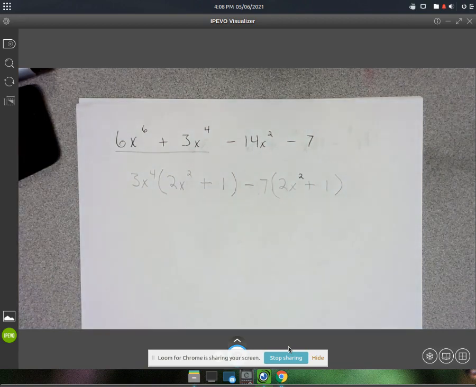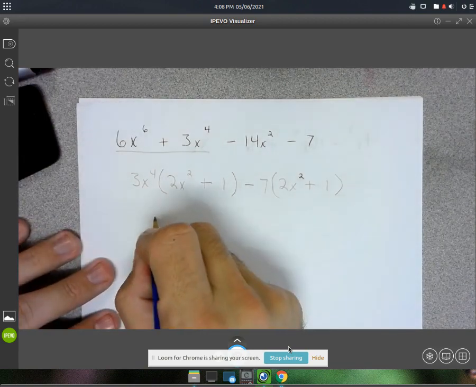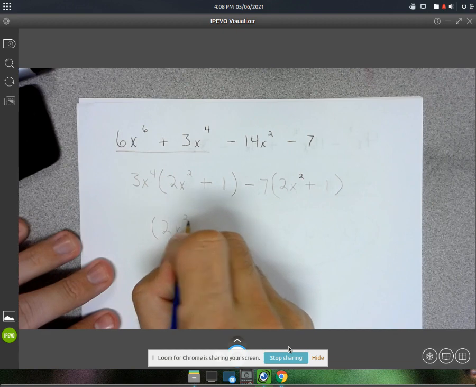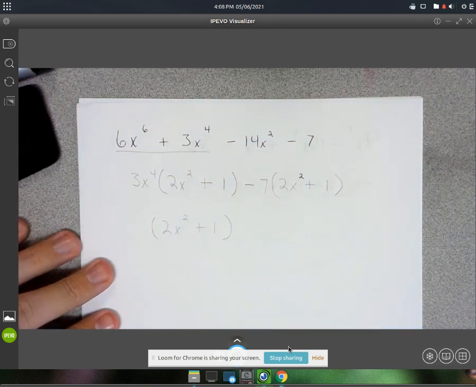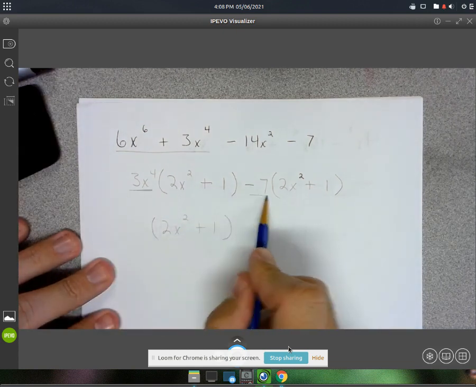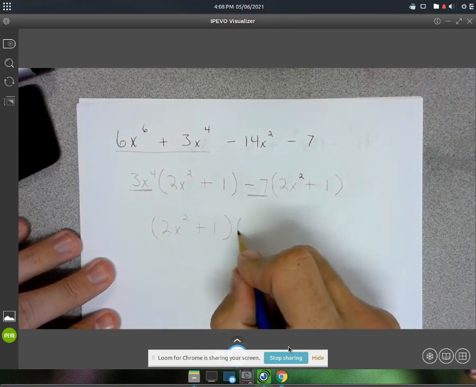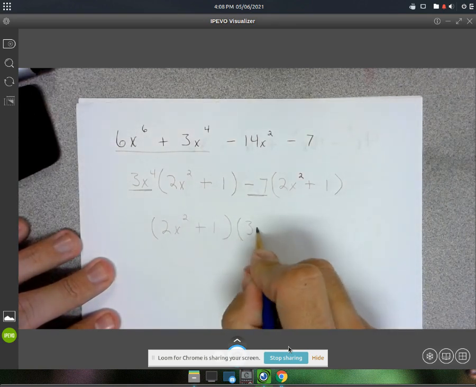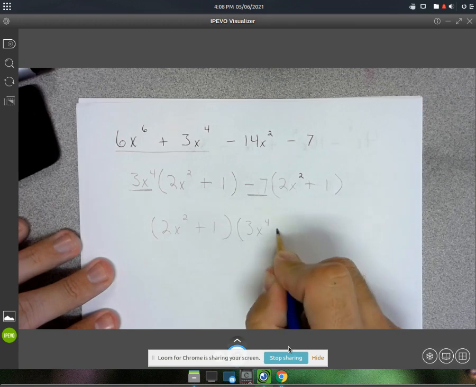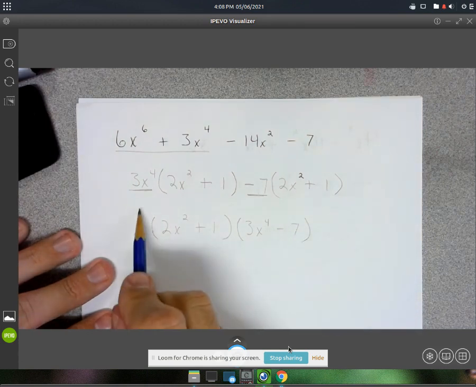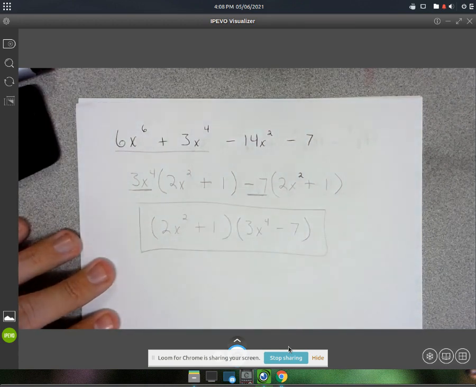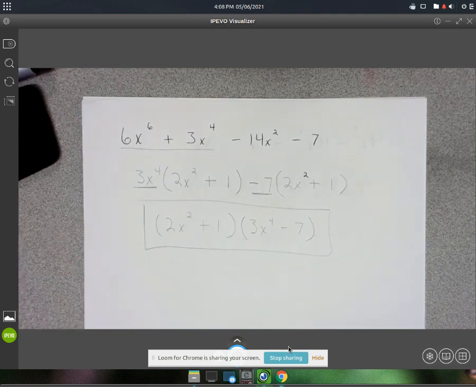So, all right, now the last bit, they both have a 2x squared plus 1 in common. And then these numbers are going to be what goes in your second set of parentheses: 3x to the 4th minus 7. Okay, there's one, and I'll do some different types of examples on the next one.